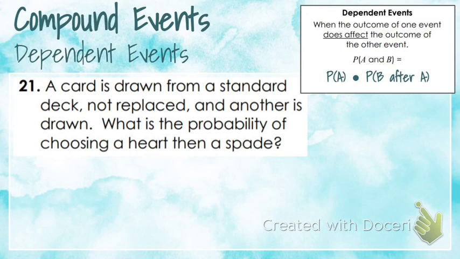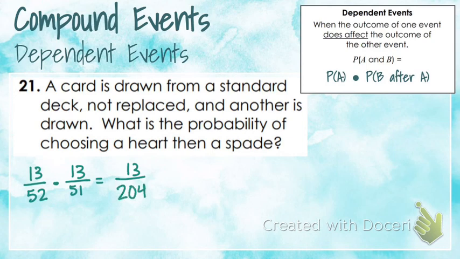A card is drawn from a standard deck, not replaced, and another is drawn. What is the probability of choosing a heart and then a spade? So remember back to our picture that we looked at, and you can go back to that and look at it again if you need to. There are 13 of each suit. So there are 13 hearts out of 52 cards. That's the one we chose first. And then we don't replace it, so now there are only 51 cards to choose from, but we chose a heart, not a spade, so all 13 spades are still in there. And when we multiply these together and reduce, we're going to get 13 out of 204.